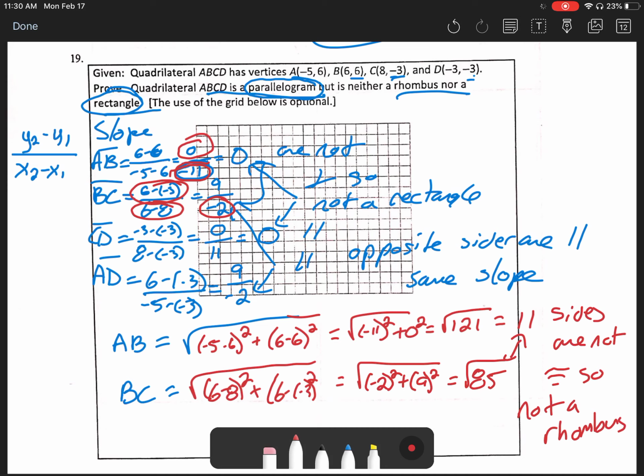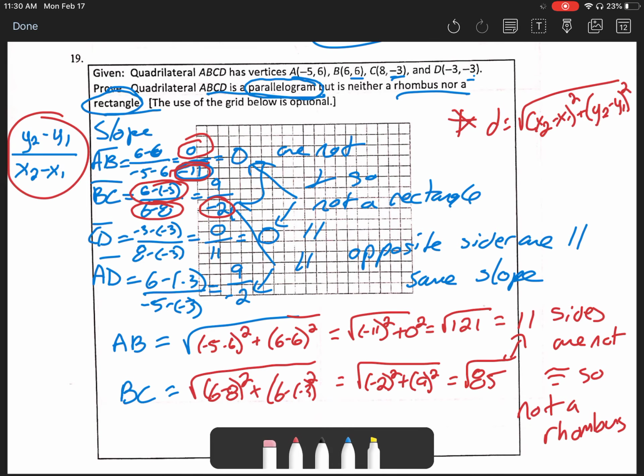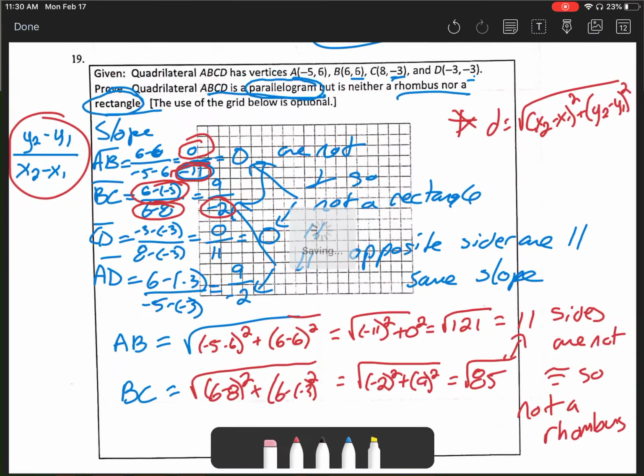And you're done there. So the key is, of course, slope and then distance formula. I'm going to write the distance formula out for you: x2 minus x1 squared plus y2 minus y1 squared. And so those are your two formulas for that. Okay. Sorry about that.